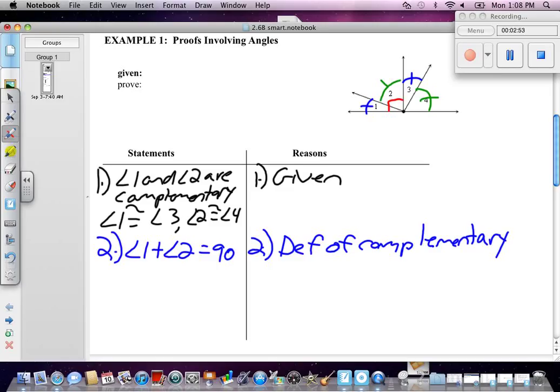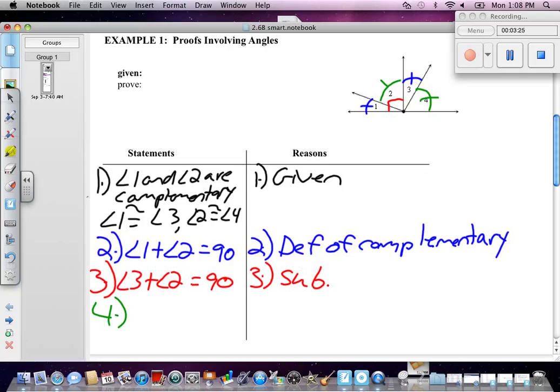Okay. Then what do I want to do? I want to prove that 3 and 4, so what can I do? If 1's congruent to 3, what could I do there? What is that thing called when we take one out and put a different one in? Substitution. Substitution, good. So we're going to say angle 3 plus angle 2 equals 90. We call that substitution. Then what else can we substitute? 2 and 4. So angle 3 plus angle 4 equals 90. Substitution.